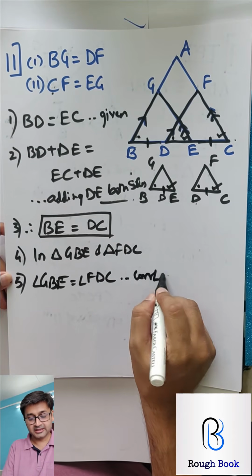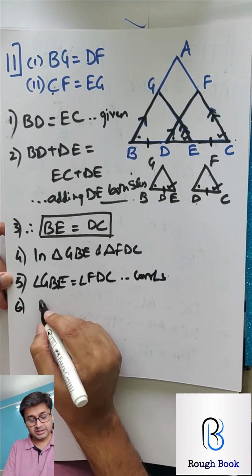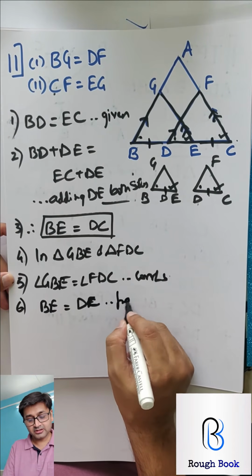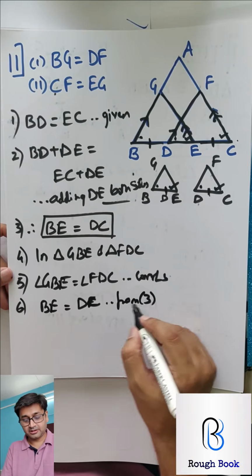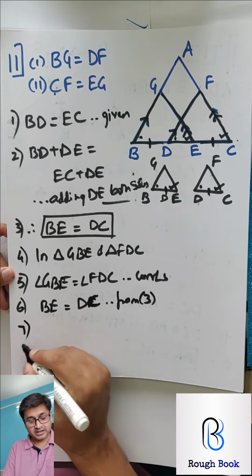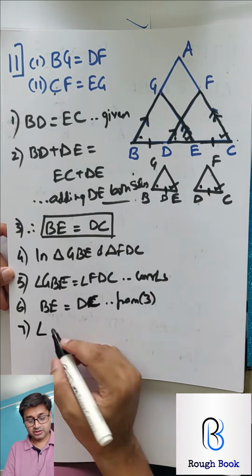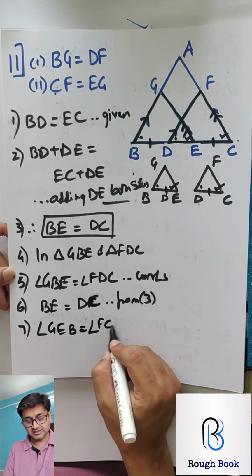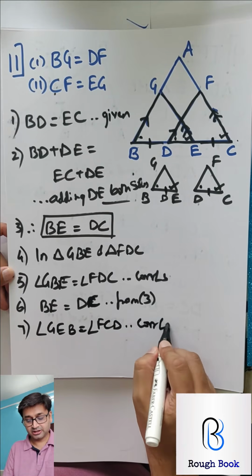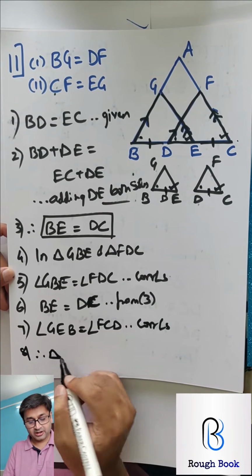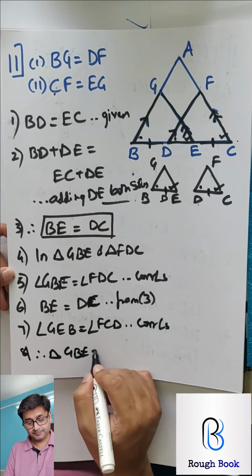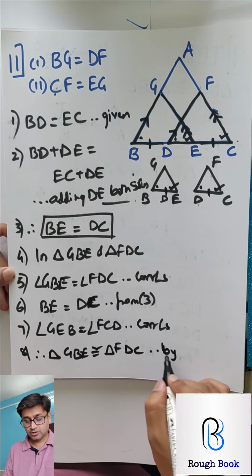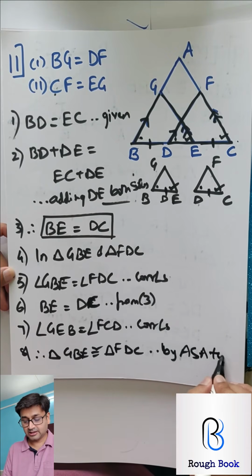Why? Corresponding angles. Second one, BE equals DC. Why? From statement number 3. This is DC. Next one, angle GEB equals FCD. Why? Again corresponding angles. And therefore I can say triangle GBE is congruent to triangle FDC. How? By ASA test.